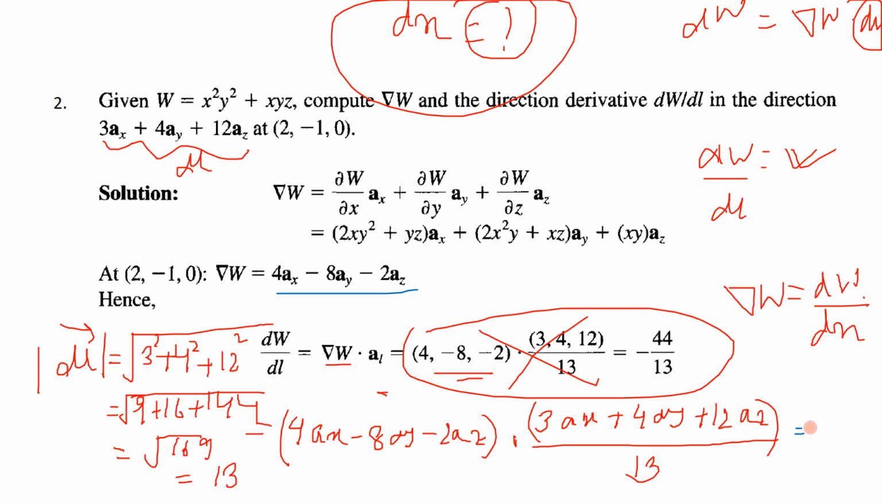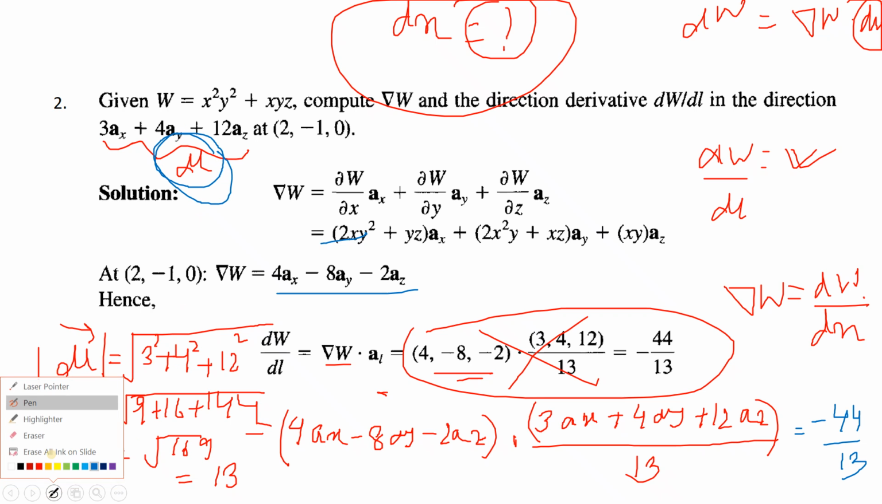And you divide with 13, then you do the dot product. Then your answer will come: minus 44 by 13. Okay, got it? Now you understood this particular problem, that you have to calculate dw by dl. If you don't know the value of dn, you know the gradient delta w, so you just multiply the unit vector of dl with it. Then you will get the solution. Just multiply with it and you get the value.